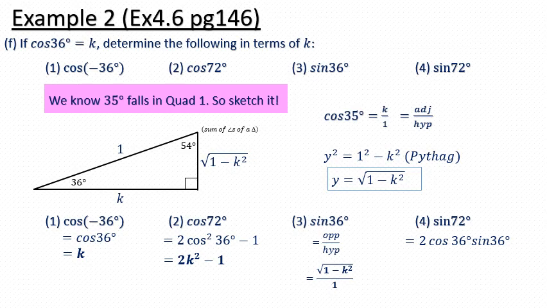Sine of 72, once again, double angle identity. There is only one option for sine, so sine of 2 theta becomes 2 cos theta sine theta, or sine theta cos theta, the order doesn't matter, and we just substitute in the relevant values there. Cos 36 degrees was k, and sine 36 degrees was the square root of 1 minus k squared.